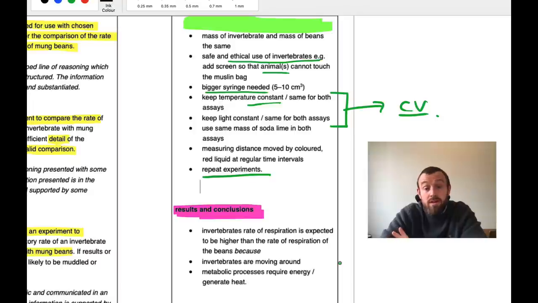Basically, beans are not moving. Wood lice move, and therefore they use more oxygen because they're respiring at a faster rate. They have a higher metabolism.